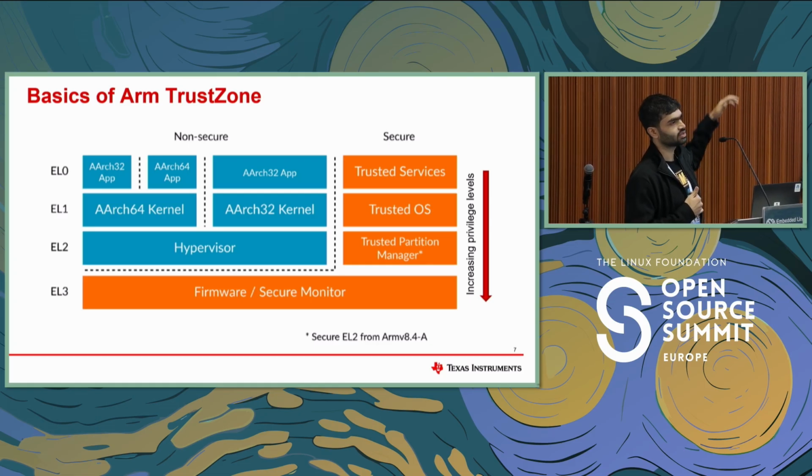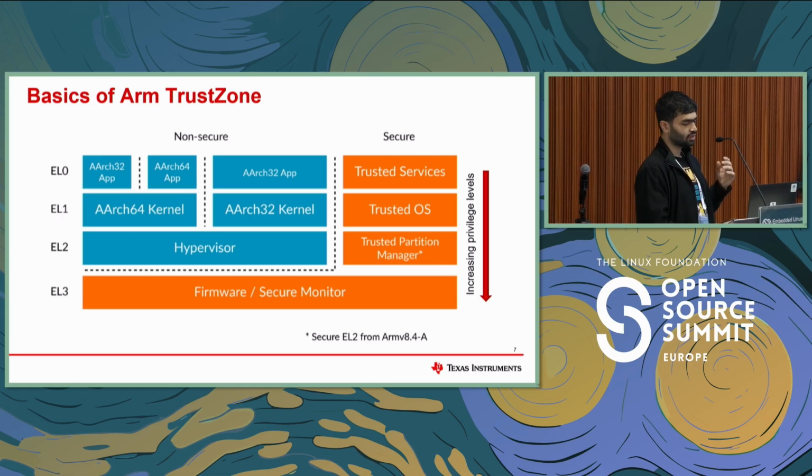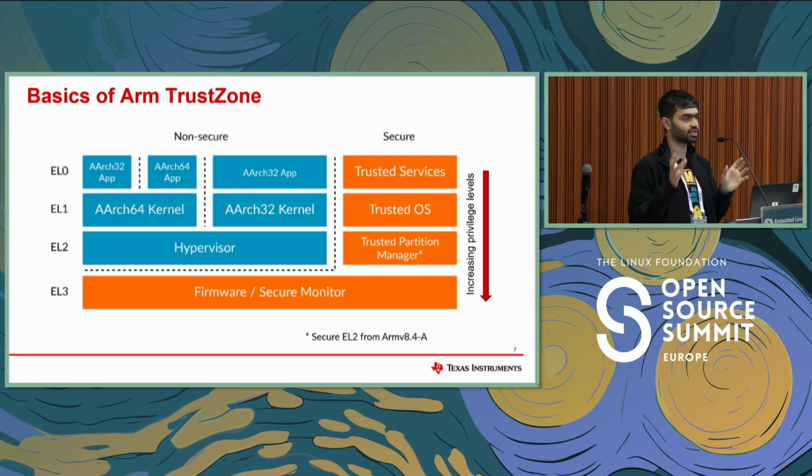Then we have EL1. That's the Linux kernel or maybe other OS kernel. So basically, it's the main operating system that's handling the scheduling, memory management, and more things. Then after the OS layer comes the hypervisor. If you want to run multiple operating systems there, the hypervisor comes one level below the operating system that would handle how to schedule different operating systems in a way and maybe isolate them.